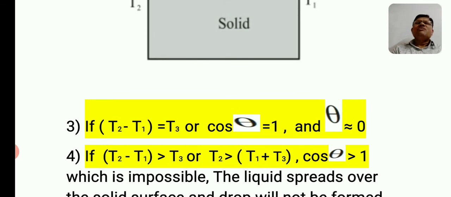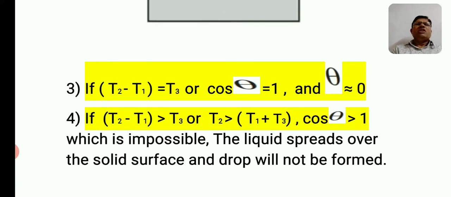Now see the third case. If T2 minus T1 is equal to T3, then cos theta becomes equal to 1. That means the angle of contact theta is nearly equal to 0. And for the next case, if T2 minus T1 is greater than T3, or T2 is greater than T1 plus T3, then cos theta becomes greater than 1, which is impossible. That means if cos theta is greater than 1, the liquid spreads over the solid surface and the drop will not be formed.